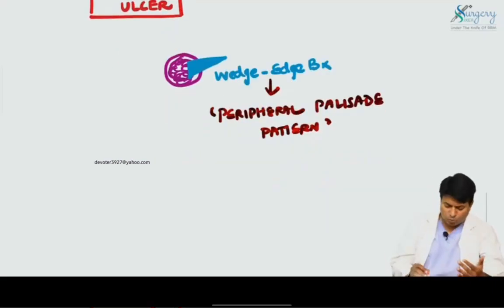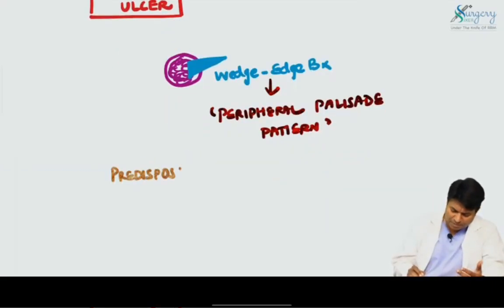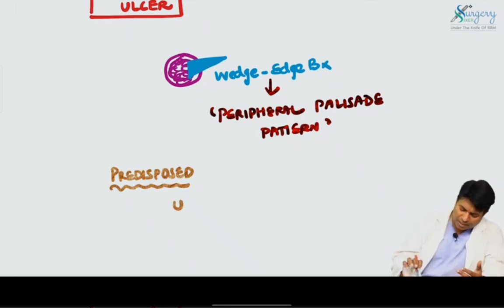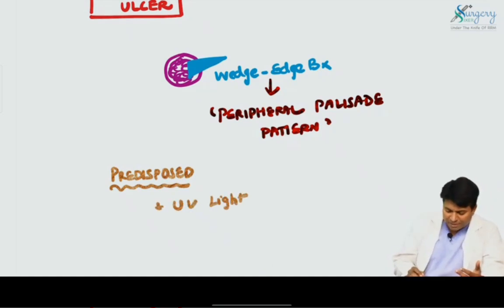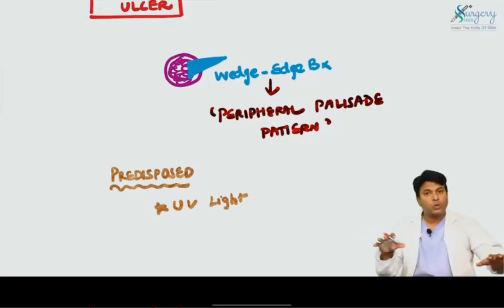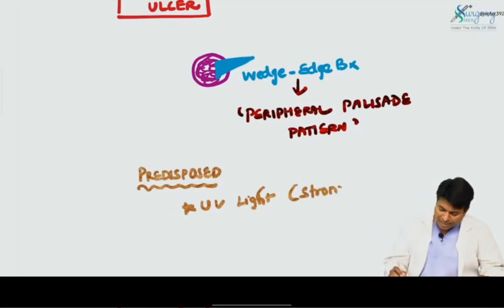And what are the predisposing factors? Who will get these cancers? Predisposed by UV light. Please remember, skin cancers are mainly caused by ultraviolet light exposure. That is why Western people are very concerned about sunlight, and always put on sunlight cream, anti-UV light cream. Sunlight is the strongest predisposing factor.